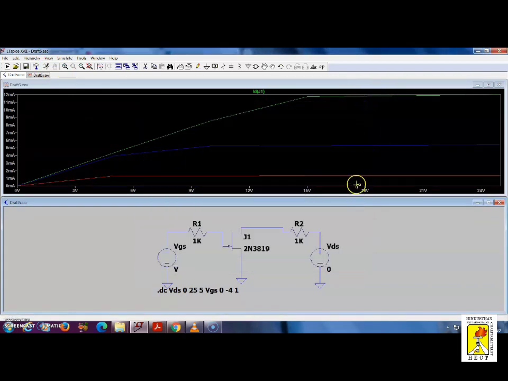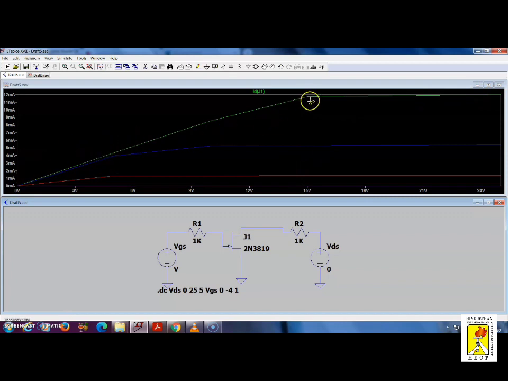You can see how it is. At the maximum, that is minus 4 volt, it is 0. Before that we are getting 3 curves. This is for VGS is 0. I am getting nearly 11.5 milliamps of current ID over here, with saturation at 12 milliamps. So you can see this point very clearly.